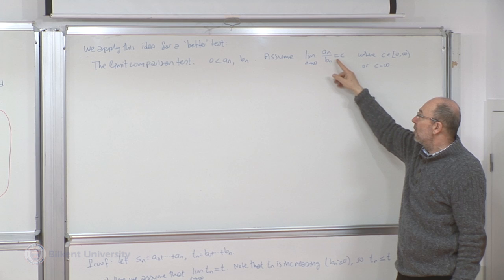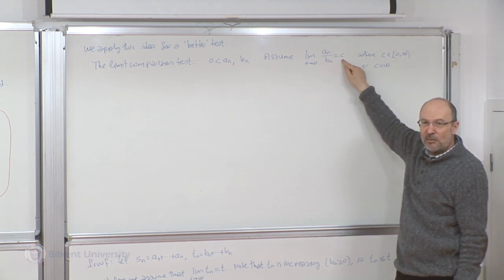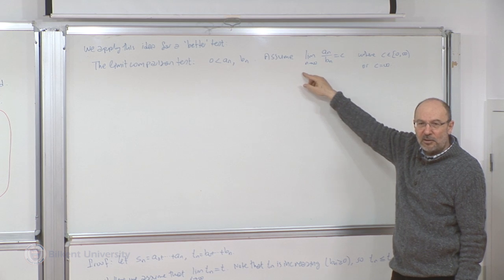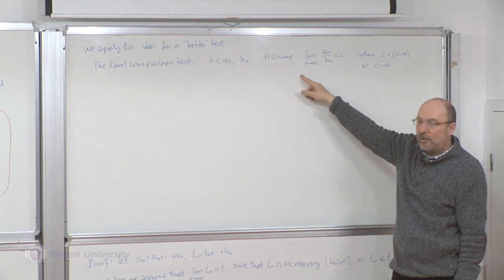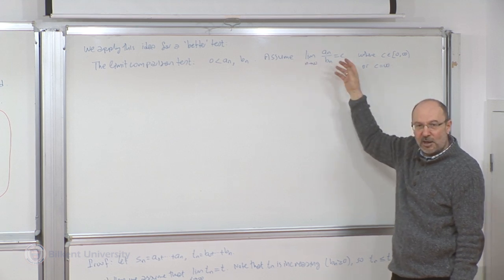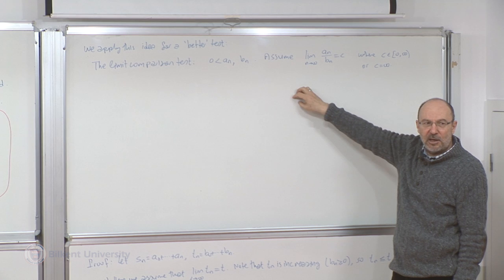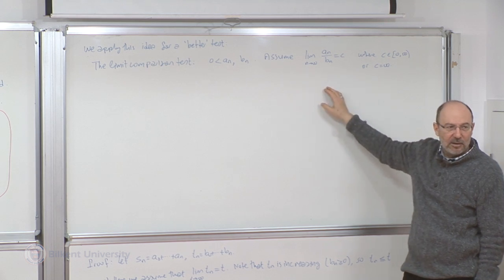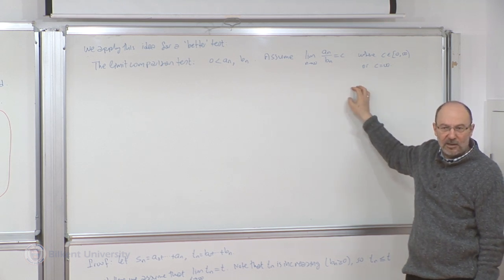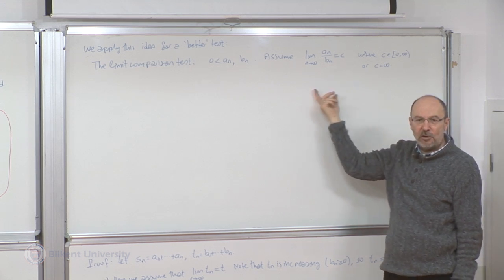So think of any epsilon. When n is very large, this thing is less than c plus epsilon and larger than c minus epsilon. Throw b to either side, okay? Then a constant times bn is less than an, and that's less than a constant times bn. So you take either this inequality or this inequality.